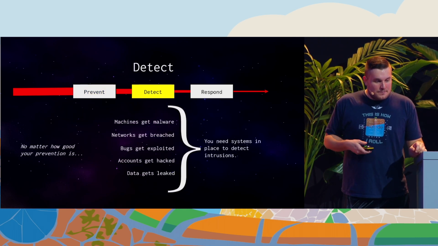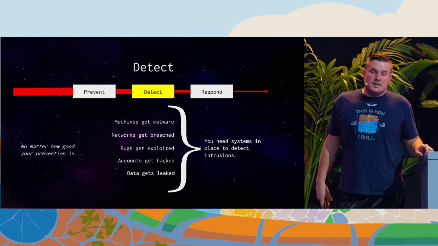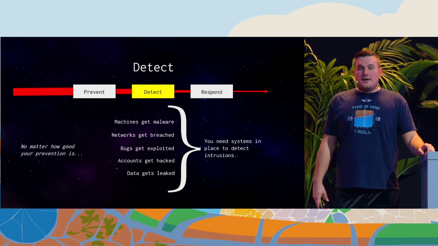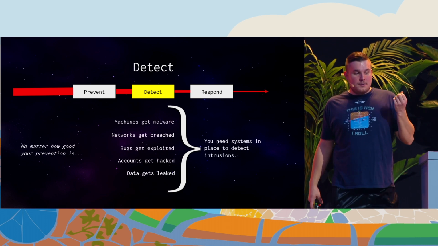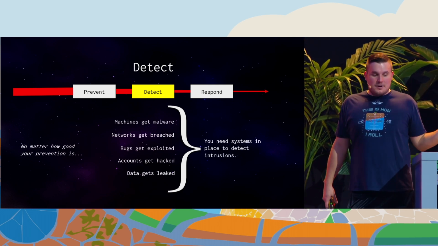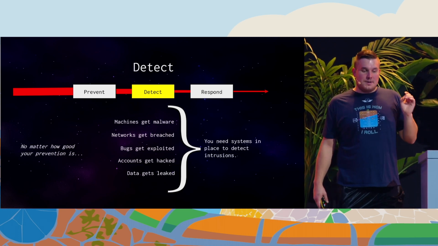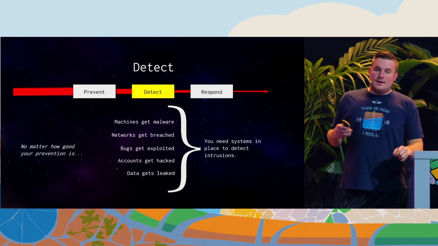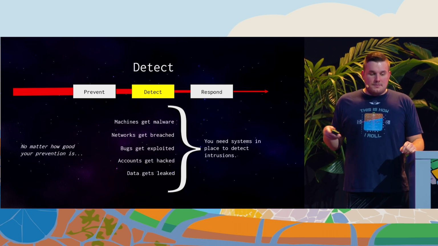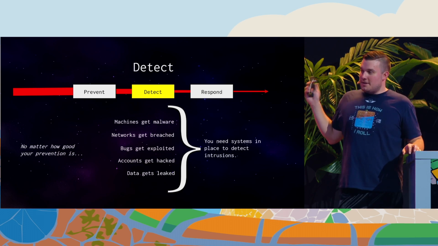So that's prevention. About detection, I'll just say machines get malware, networks get breached, bugs get exploited, accounts get hacked, and data gets leaked. And no matter how good your prevention is, no matter how much you've audited your code or set up your servers correctly, attackers are going to get through. So you have to have some kind of detection methodology in place. That could look like intrusion detection on your endpoints, or logging and people reviewing the logs, or some kind of AI-based system, or whatever you want. This is probably the hardest piece to actually get right.